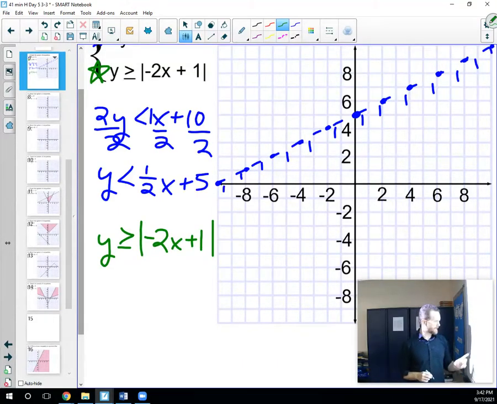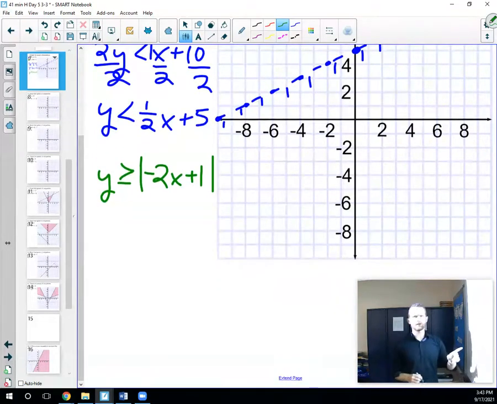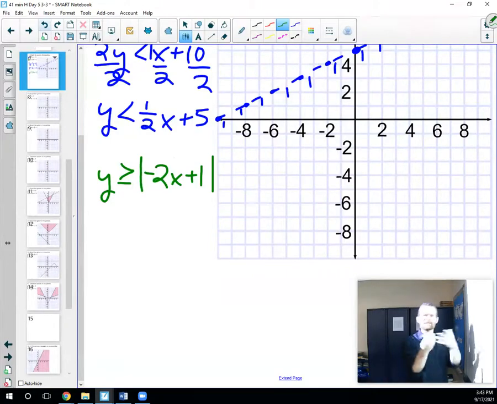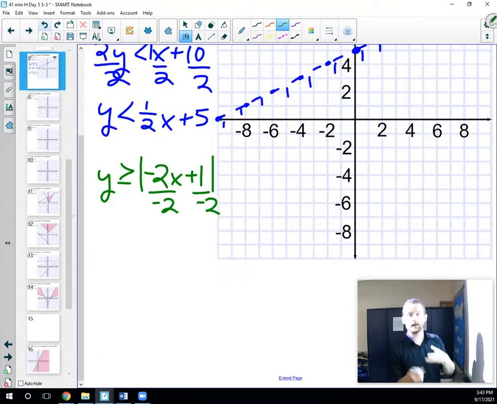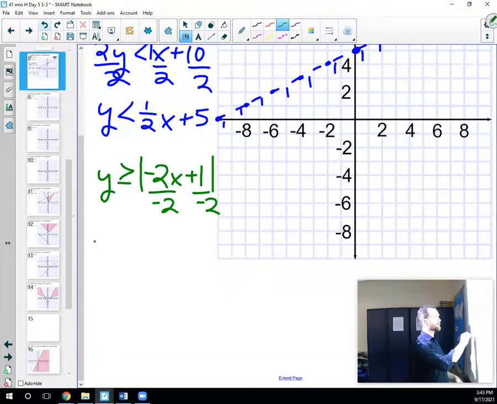All right, so let's take a look. This is not in vertex form because we need a 1 in front of the x. I see a negative 2, which means we need to use our GCF trick to manipulate this to get a 1 in front of that x. So I'm going to divide everything in there, everything in that absolute value, by negative 2.